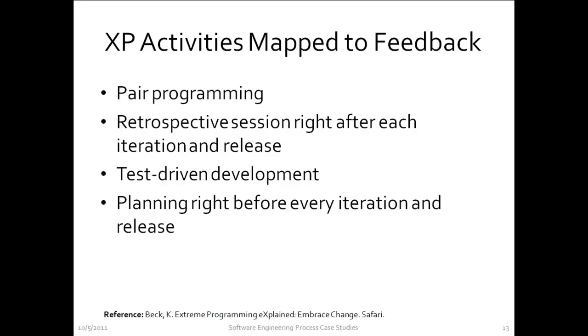Under rapid feedback, the activities are something known as pair programming, which is that developers will work together in pairs for any piece of code. So they will write the code sitting together. The second activity is what is known as a retrospective session. Right after an iteration or a release is complete, the team will sit together and think about what went right and what went wrong in that iteration.